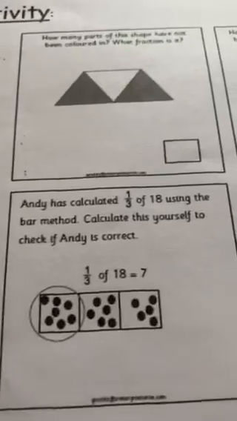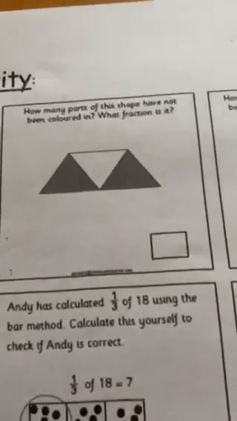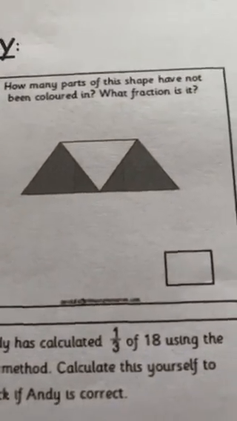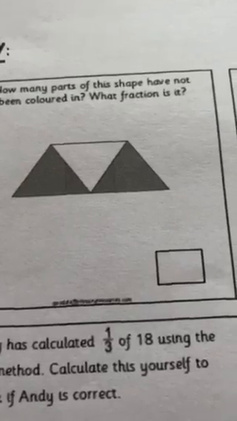Looking at the main activity now, there are some similar shapes to those you've done a minute ago. The first one says how many parts of the shape have not been colored in, and the same with the next box. What you've got to remember is your denominator is telling you how many equal parts altogether, and your numerator needs to tell you how many parts have not been shaded. Remember that. Then you need to write your fraction in the boxes.